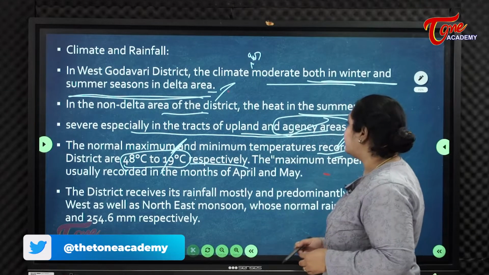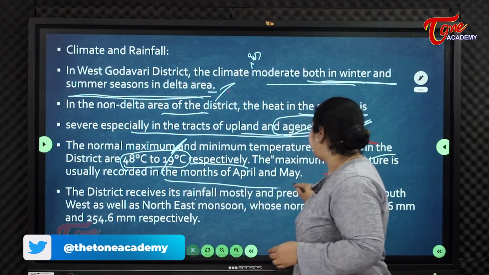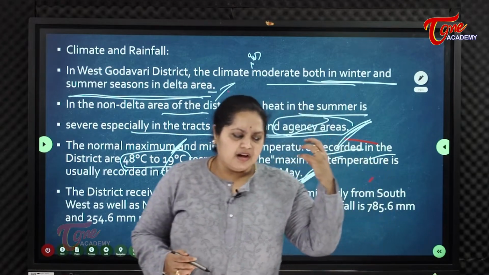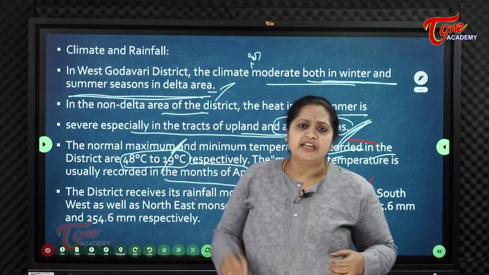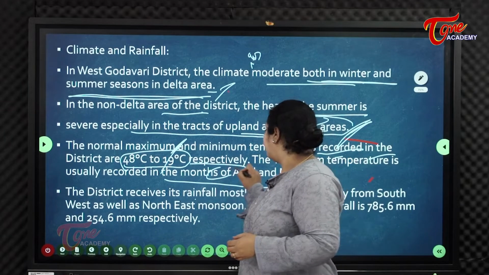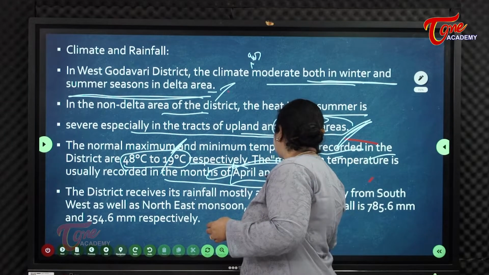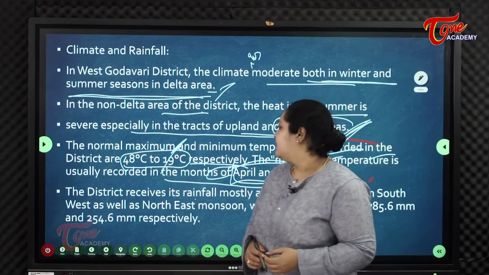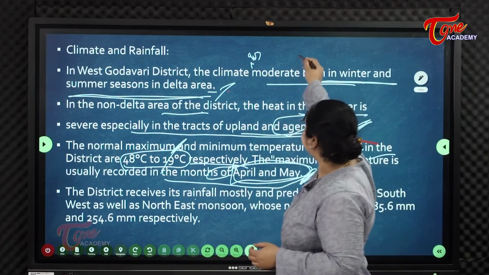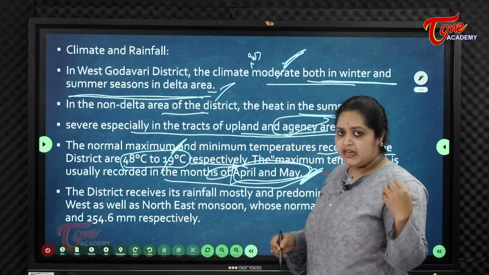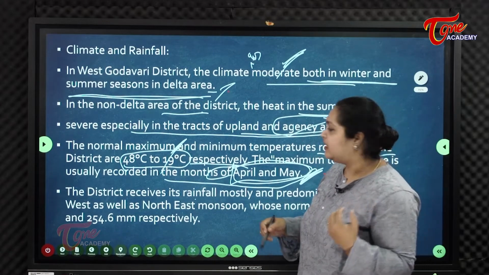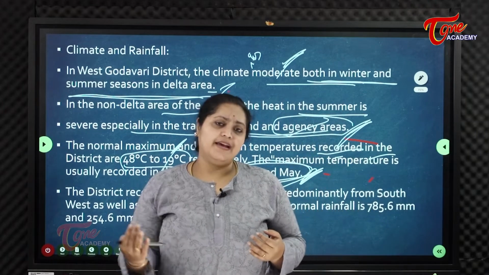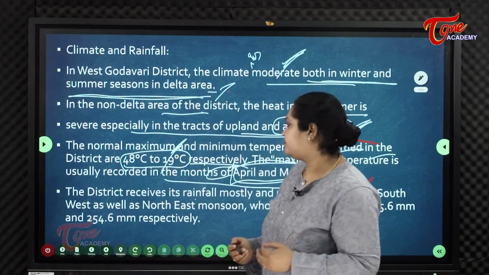The maximum temperature is usually recorded in the months of April and May. That is the hottest season of this particular district, the hottest months. Overall, we can say that in deltaic areas it is moderate, and in uplands and agency areas the summers are severe.